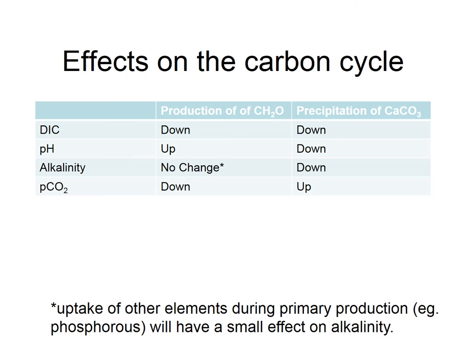Okay, so this is kind of a summary of those changes. On the left-hand side, this is production of organic matter, which is kind of the opposite of the respiration, which we've just mentioned. So if we produce organic matter, then we're removing dissolved inorganic carbon, but the pH will go up, alkalinity won't change, and we're reducing the atmospheric CO2 because we're drawing down organic carbon. But if we form calcium carbonate shells, which is the opposite of dissolving the Great Barrier Reef, we remove dissolved inorganic carbon, but we acidify the water, which means that the atmospheric CO2 will ultimately go up.